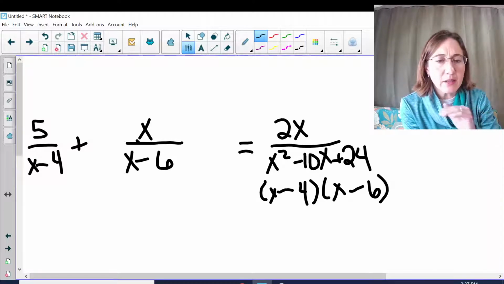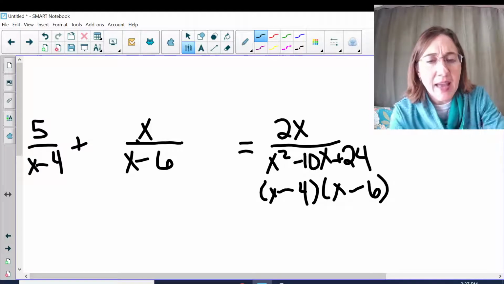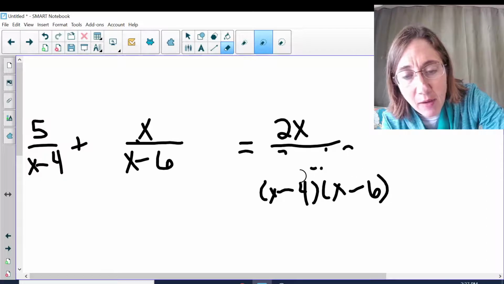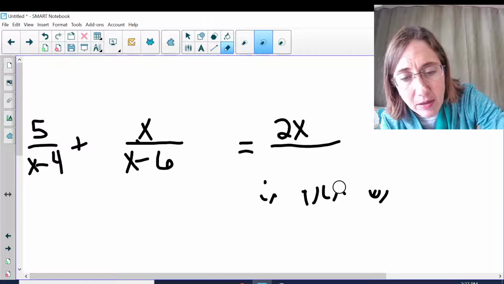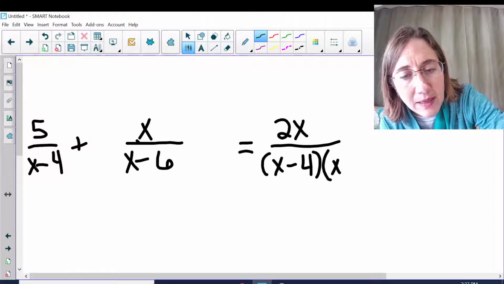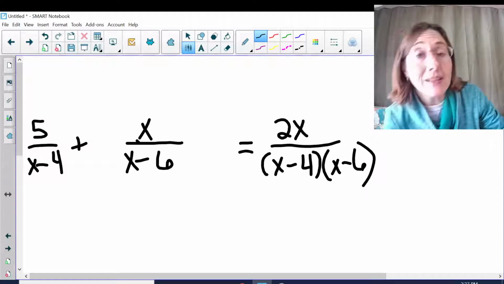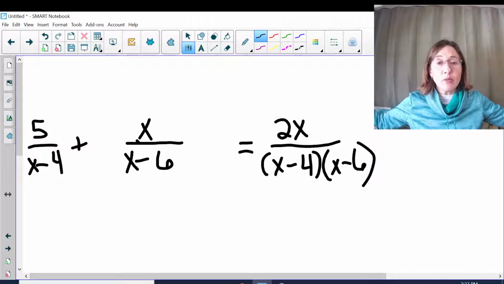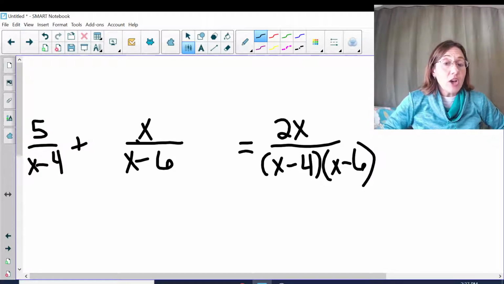So to make this look cleaner, I'm going to replace that line. I'm going to get rid of this and replace it with the factored form because I don't want it to get messy here. So x minus 4 and x minus 6 is what I'm going to use right here. So I have an equation. You can see the equal sign there. Notice I'm spacing things out so I've got room to work, and I'm going to use different colors here so I can see what is going to cancel.